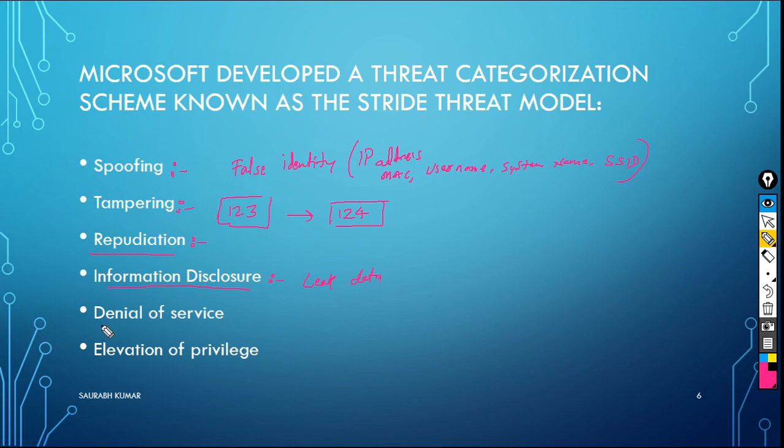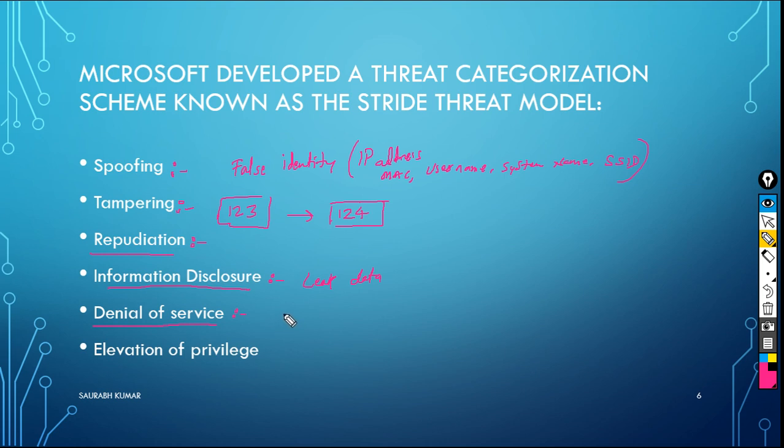Then we also have to take care about denial of service, because sometimes if attackers are not able to do any kind of tampering or information disclosure, what they may do is a DoS attack. They may try to send so many different kinds of attacks to your system, your program, your website, or your network, so that it stops working. And it can be done through different methods.